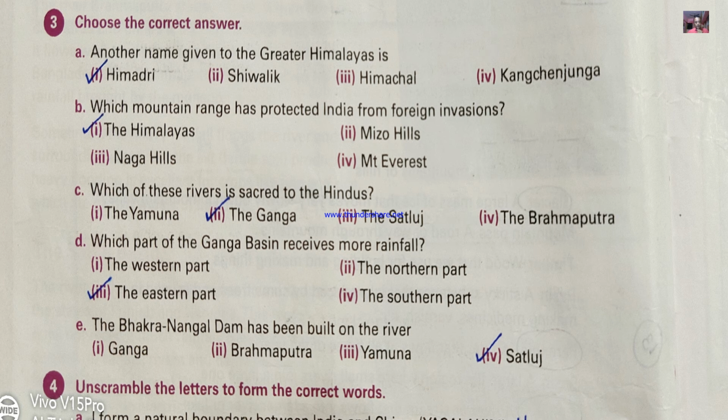If they choose the correct answer, another name given to the greater Himalayas is Himadri. Okay, the mountain range has protected India from foreign invasion. See, the questions are very tricky. I mean, the options are very tricky. If there are four options, you might think that this is the answer, that is the answer.